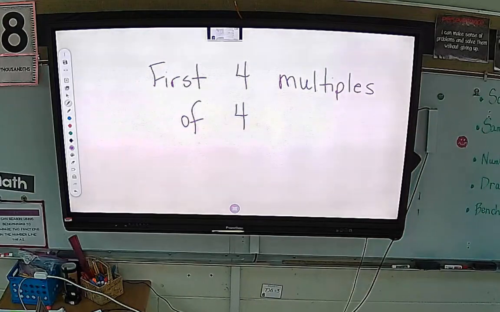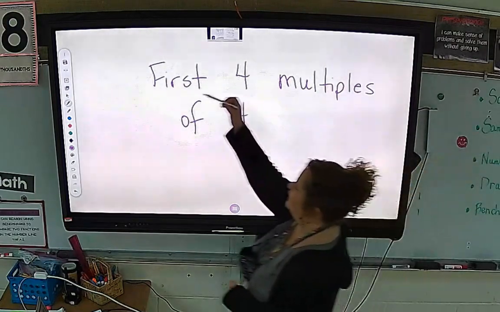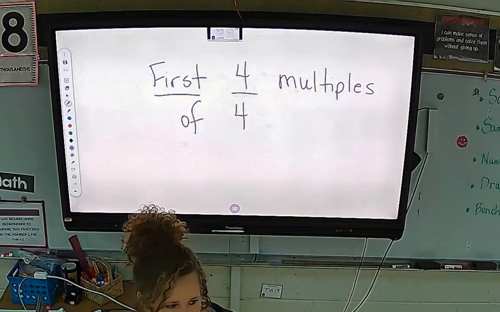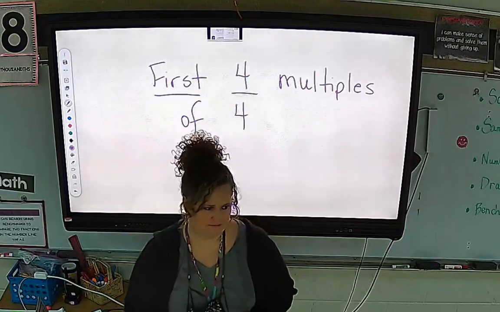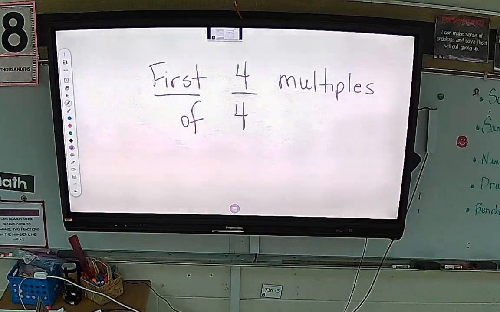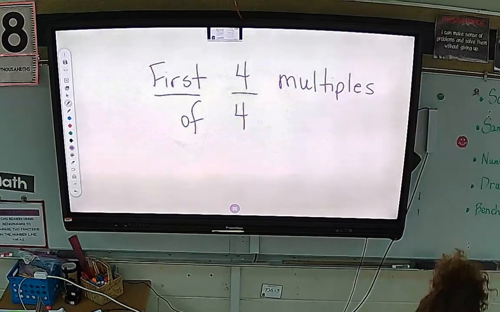I asked you to write the first 4 multiples of 4. Different than factors. You're not going to do this one just like what you just did. There's a reason that I'm saying this, because if I don't say that, they're going to be here a while. You just need the first 4.